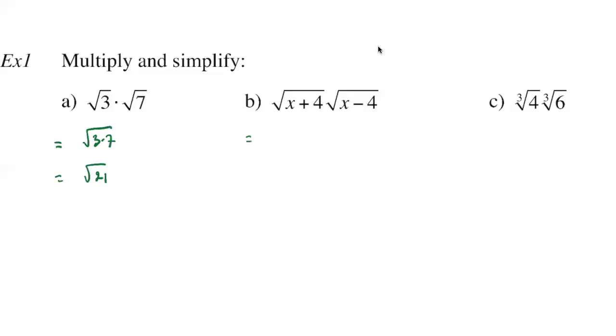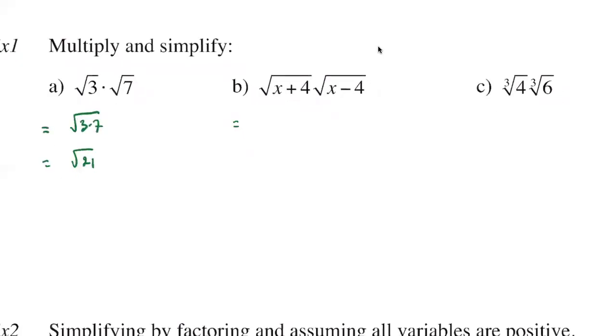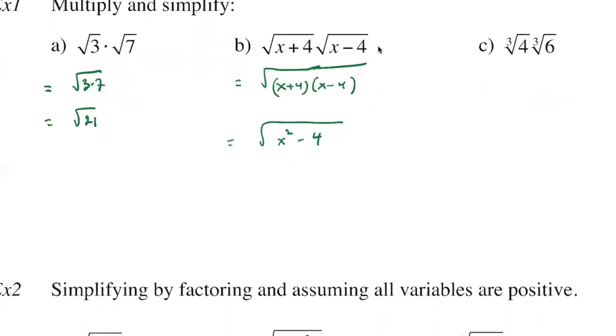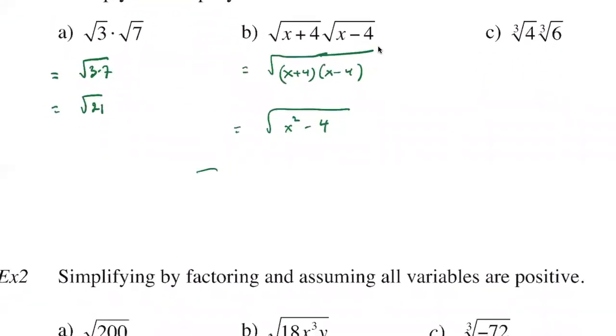Over here, square root of x plus 4 times square root of x minus 4. Since the index is matching, we just take the radicands and multiply them. So we get x plus 4 times x minus 4. That turns out to be a difference of squares. Notice that, I'll write this in red, some students will overlook this. Well, can I just do this here?